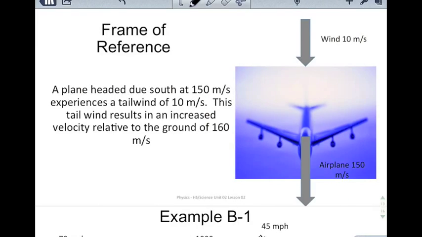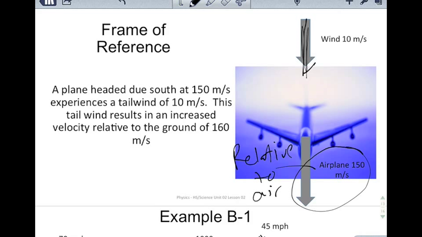Another perspective is this. We've looked at cars headed towards each other and cars going in the same direction. But now, if we take a look at it in terms of a plane and a tailwind, or a plane and a headwind, the plane is moving at 150 meters per second relative to the air. But the air itself is moving at 10 meters per second in the same direction. So because of that, it provides an additional push that makes the plane move 160 meters per second relative to the ground.